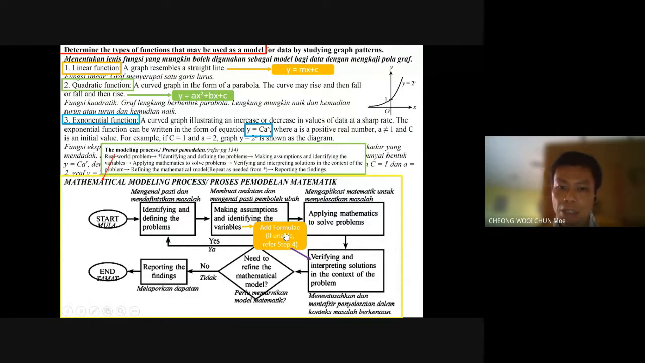If you are unable to find the formula in step 2, you need to verify the solution and then try to get the formula in step 4. It's either here or here. Then step 5 will be to refine the mathematical model, and lastly step 6 will be reporting the findings.